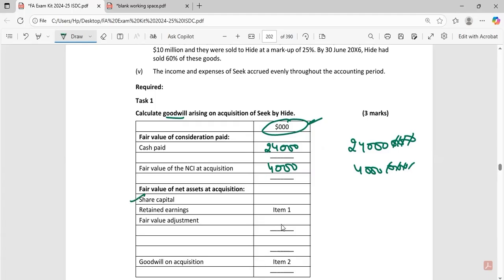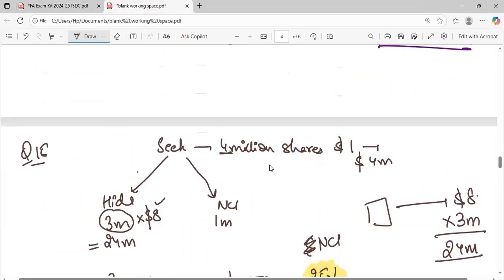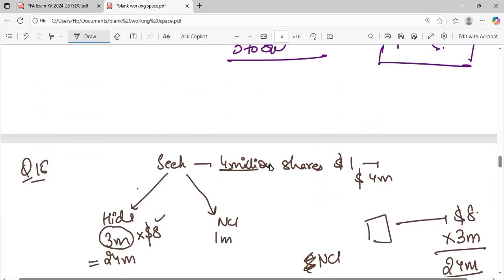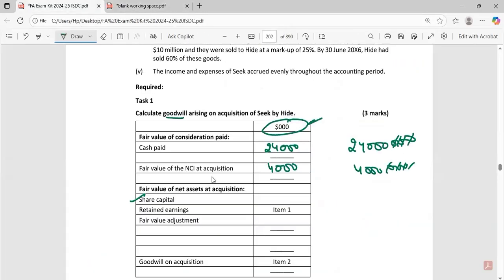The first one is share capital. So see, share capital, I told you earlier only that C company has 4 million shares and each share is of $1, which means that share capital is 4 million. So over here, write 4,000. Okay. Now let's do the adjustment for retained earnings.